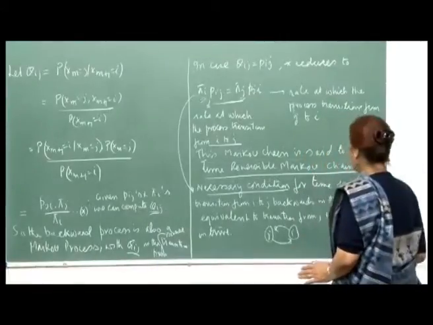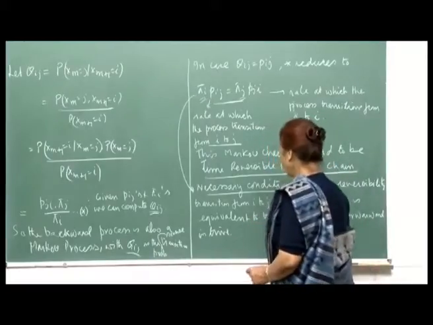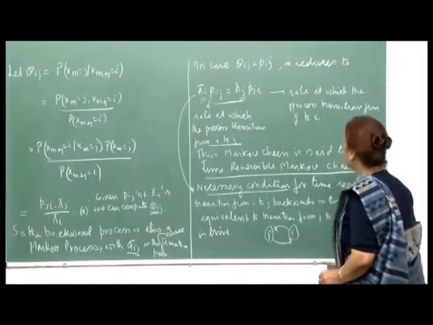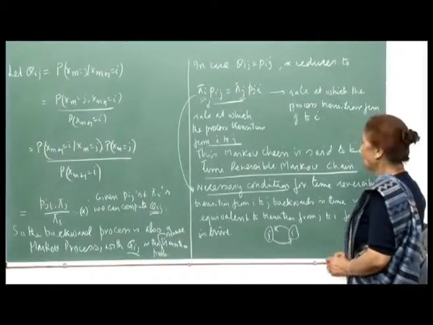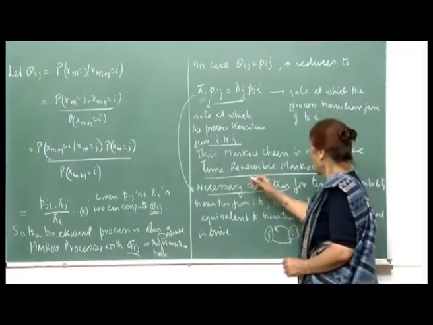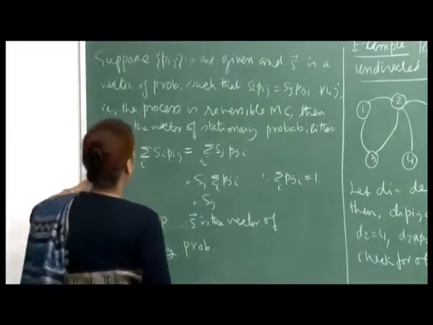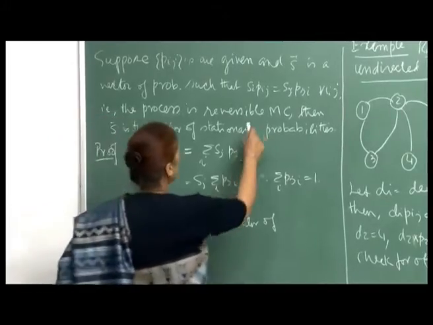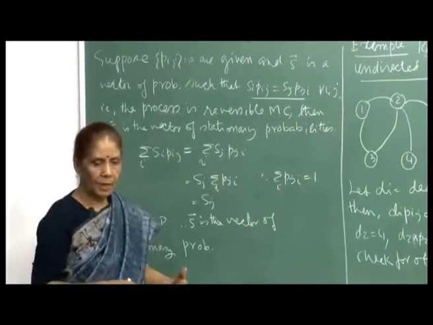This is a necessary condition, and therefore now we will show that the converse of this is also true, and then look at some examples, and of course the other advantage that time reversible Markov chains possess. Okay. So now suppose the Pij's are given and S is a vector of probabilities such that this condition is satisfied, which is your necessary condition. So, we are looking at the converse.